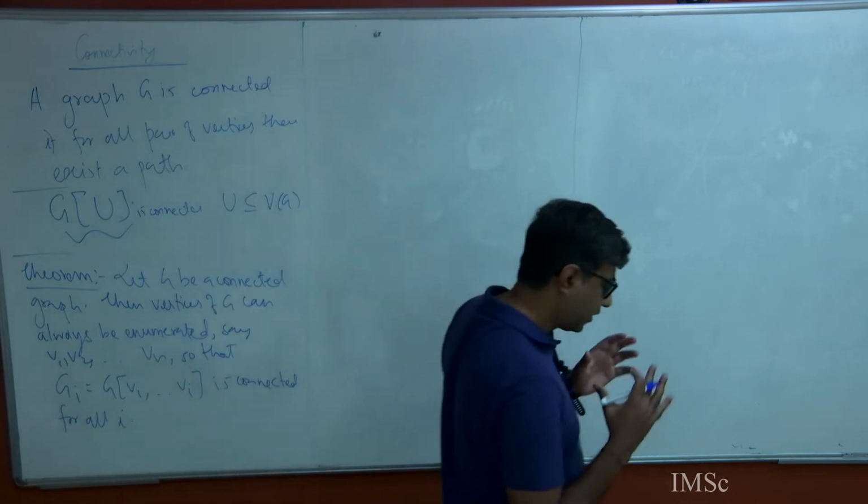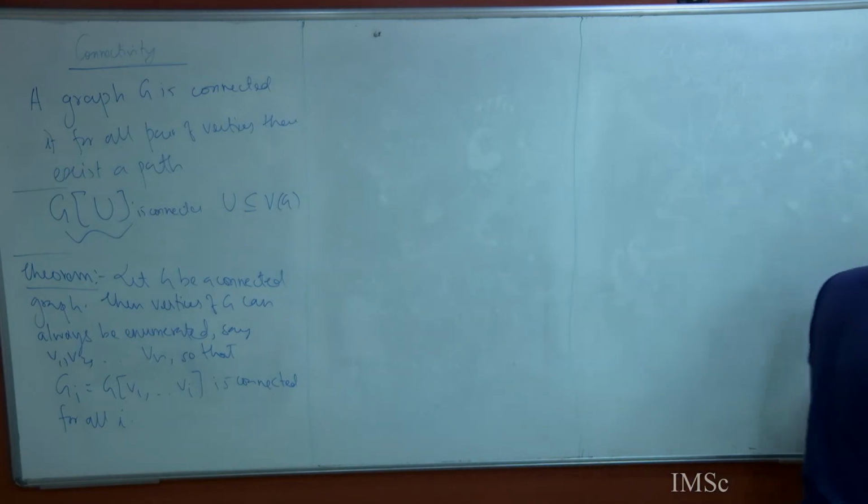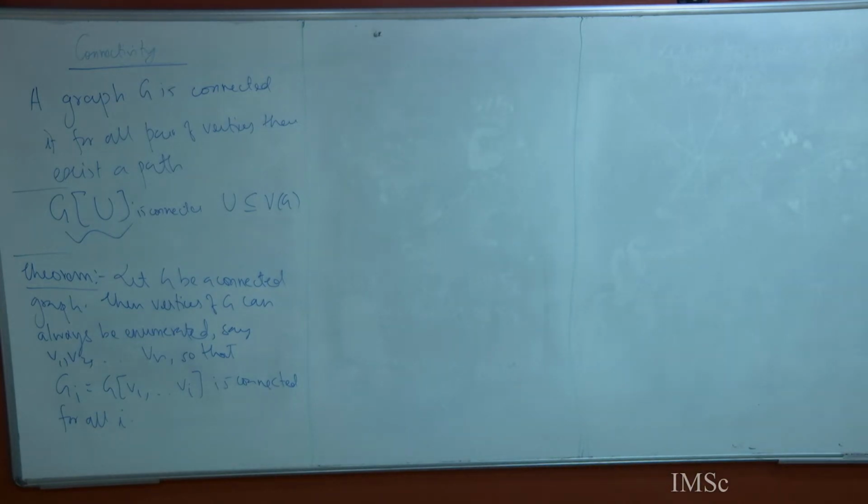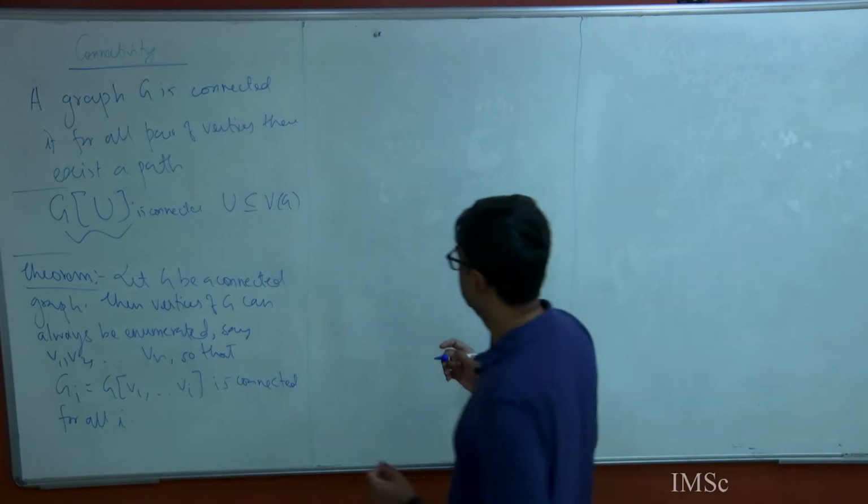So what does this tell? If a graph is connected, then we can come up with an enumeration of vertices such that if I look at any top i vertices, the first i vertices, the graph is connected. And for that matter, if you look at any prefix of this enumeration, that is connected. Now, not any enumeration will help you.